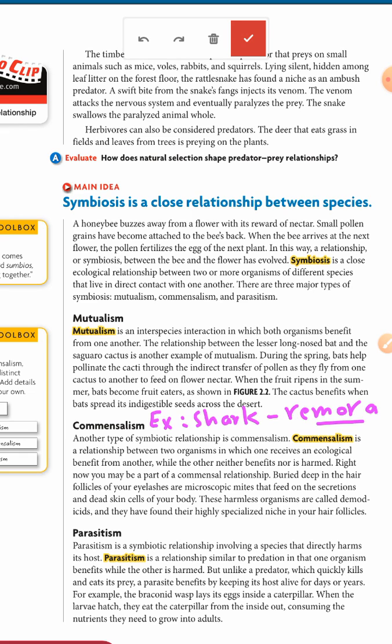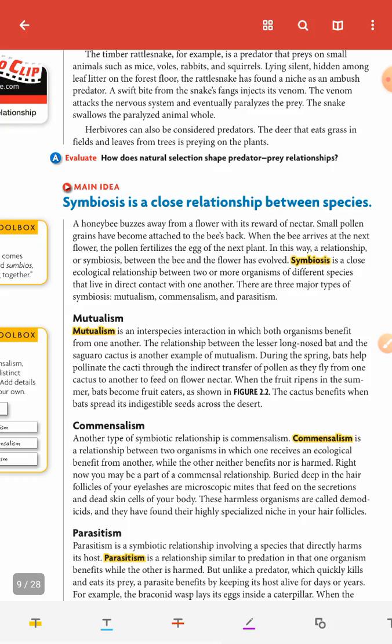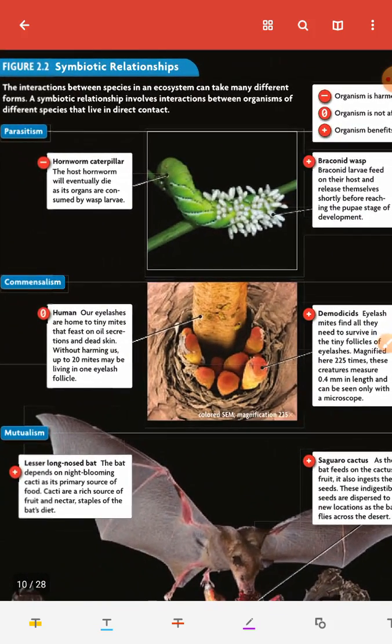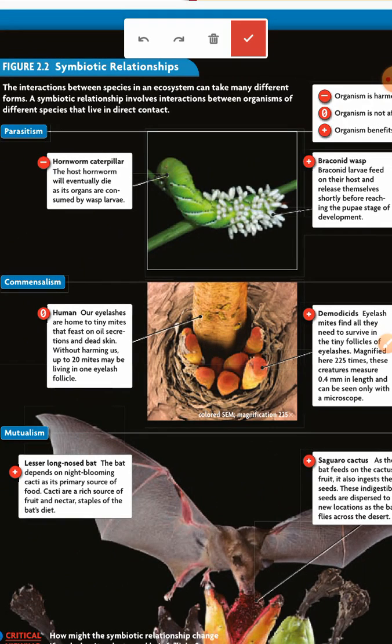The second example here about commensalism is explained in the next figure in this page here. Commensalism is explained in this figure.